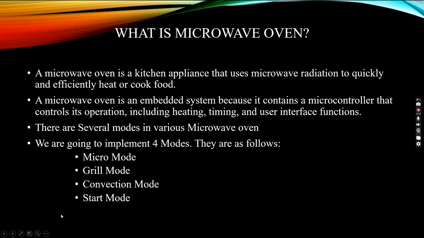A microwave oven is a kitchen appliance that uses microwave radiations to quickly and efficiently heat or cook food. A microwave oven is an embedded kind of project because it contains a microcontroller. It controls its operation, including heating, timing, and user interface function.